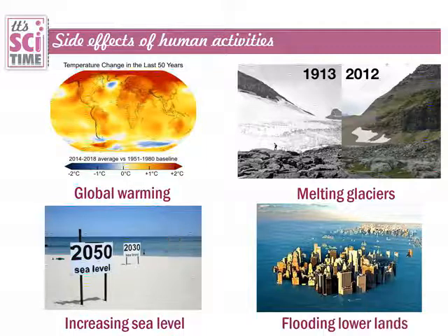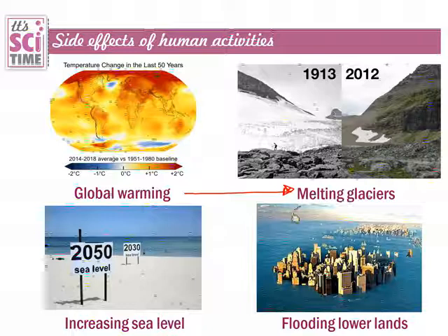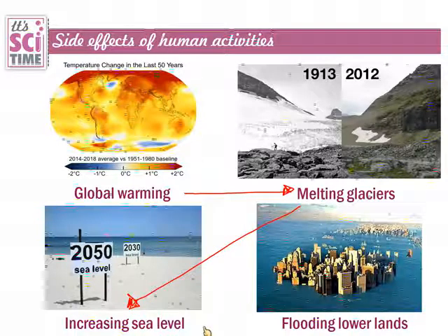So all these things are due to bad human activities. First, cutting down trees, deforestation, and burning fossil fuel cause global warming. Due to global warming, glaciers melt. Due to the melting glaciers, the sea level increases. Due to the increase of sea level, flooding of the lowlands takes place.